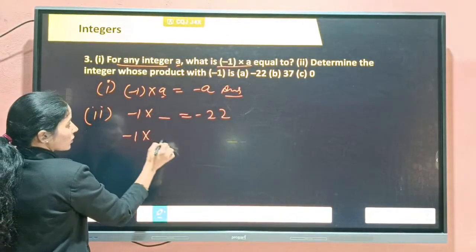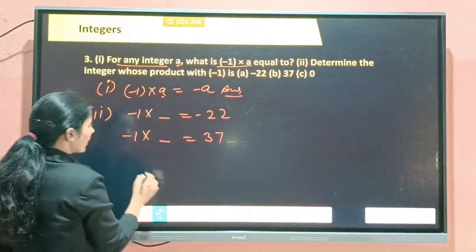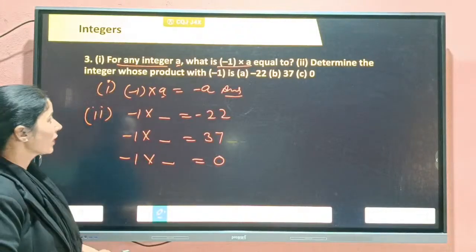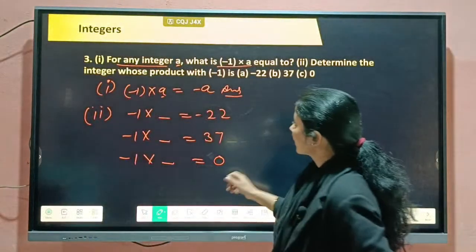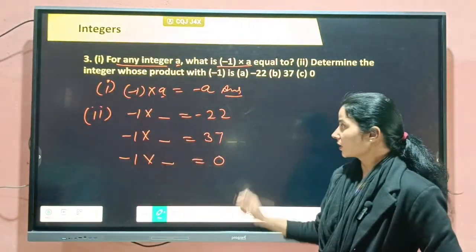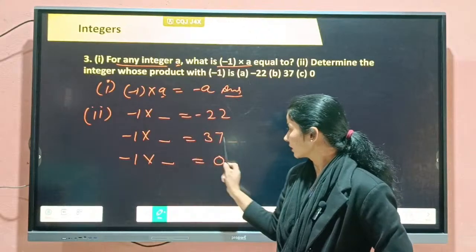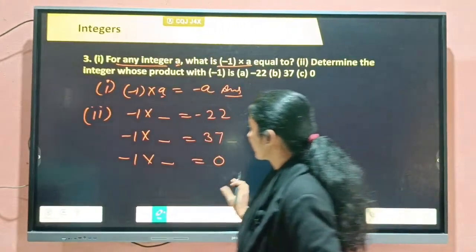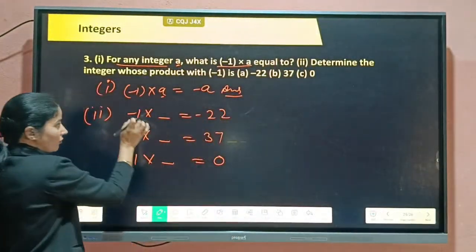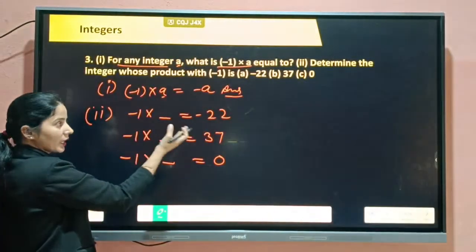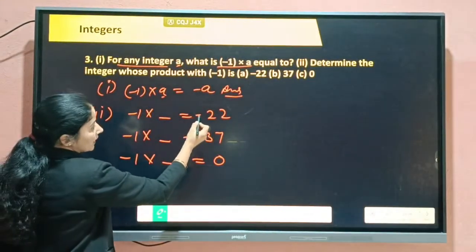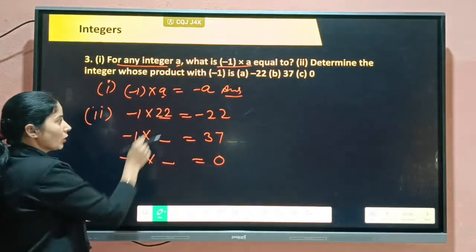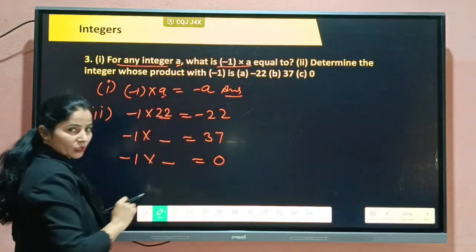And the integer whose product with minus 1 is 37, and whose product with minus 1 is 0. In the second part, we need to find one integer whose product with minus 1 is minus 22, another whose product with minus 1 is 37, and another whose product with minus 1 is 0. So we need to find that integer. If I multiply 21 with minus 1, I will get the same integer but with a minus sign. So I will write 22 there. 22 multiplied with minus 1 will give us minus 22.